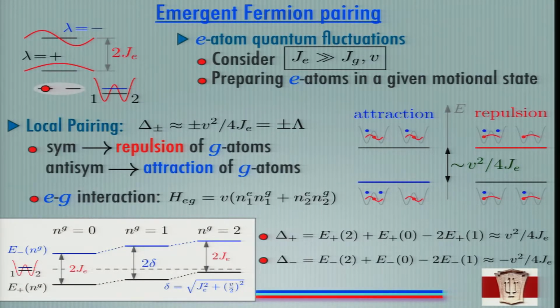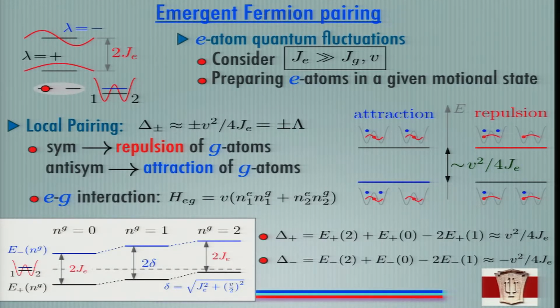So let me now tell you how that pairing emerges. It's a very simple idea. Let's assume I concentrate on a couple of these dimer sites, where I will have one E atom in these wells, and now I can put either 0, 1, or 2 G atoms. So now I will try to look at under which conditions I may get an effective interaction between the G atoms that is attractive. Solving this is a very simple quantum mechanical problem, where you have the subspace with one E atom, and the subspace with 0, 1, and 2 G atoms.